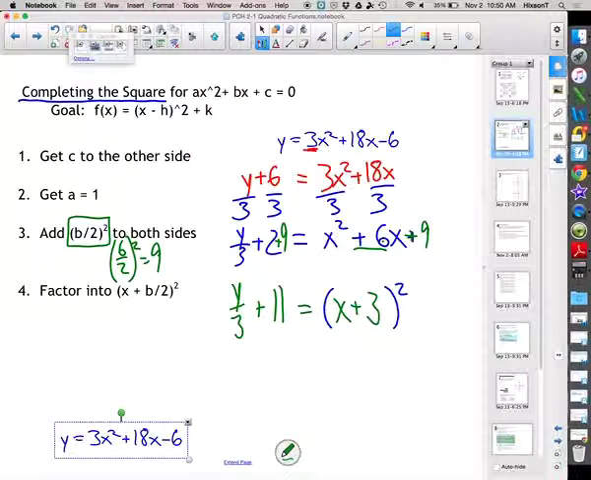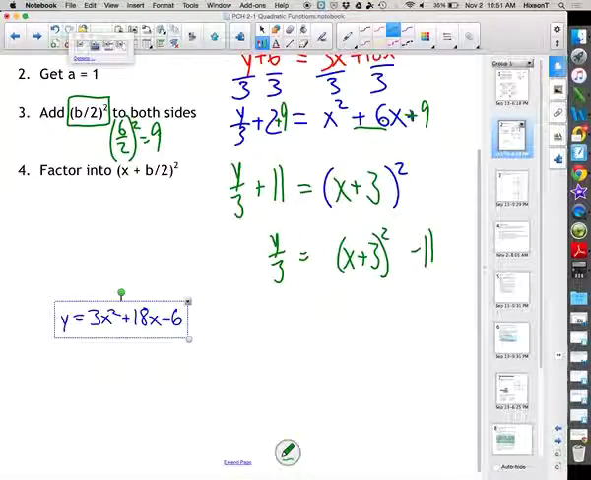So all I have to do at this point, here's where this method does use a couple extra steps. I need to get rid of the 11 and the 3, so y is by itself. Okay? So I'll just subtract 11 from both sides, and I get y over 3 is x plus 3 squared minus 11. And then I'm going to multiply everything by 3. So y would equal 3 times x plus 3 squared minus 33.